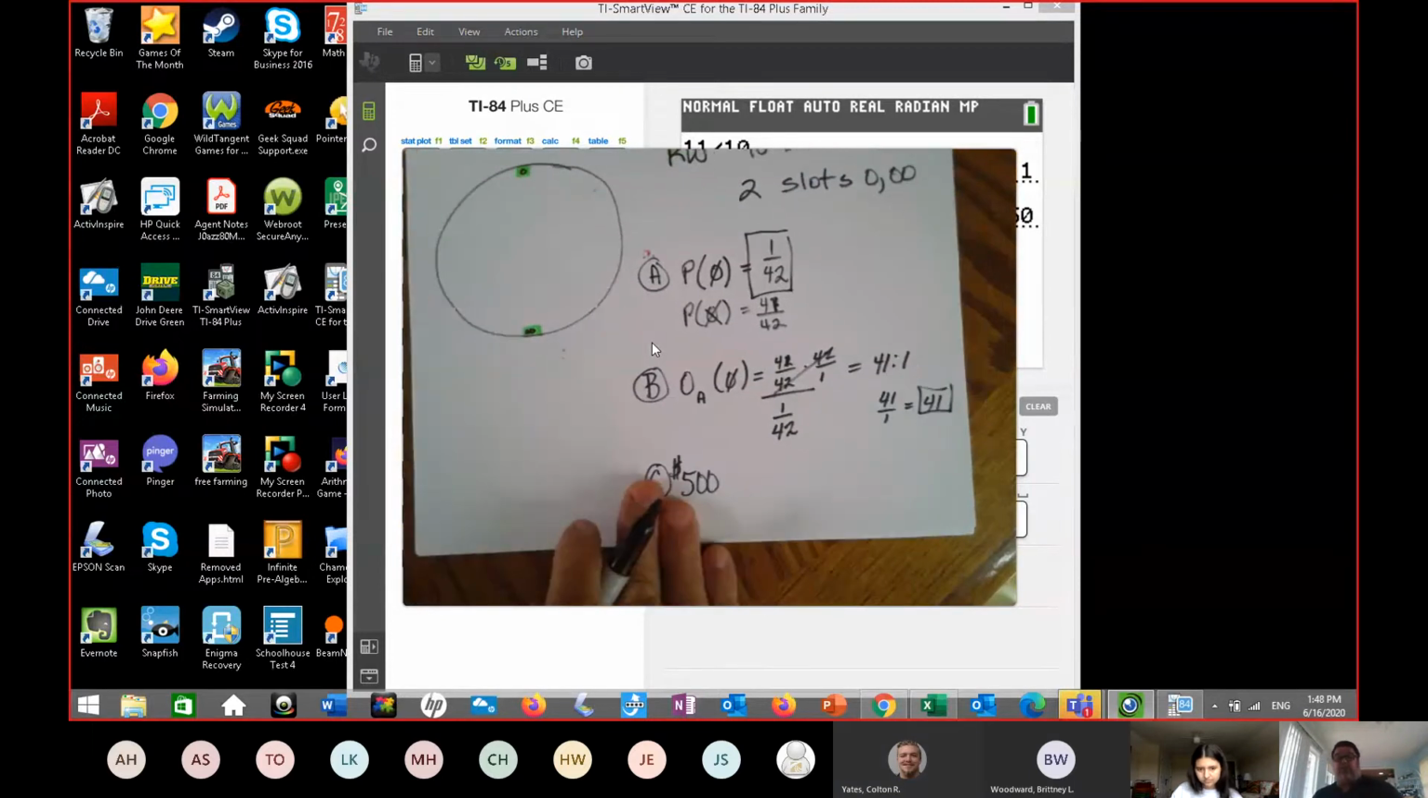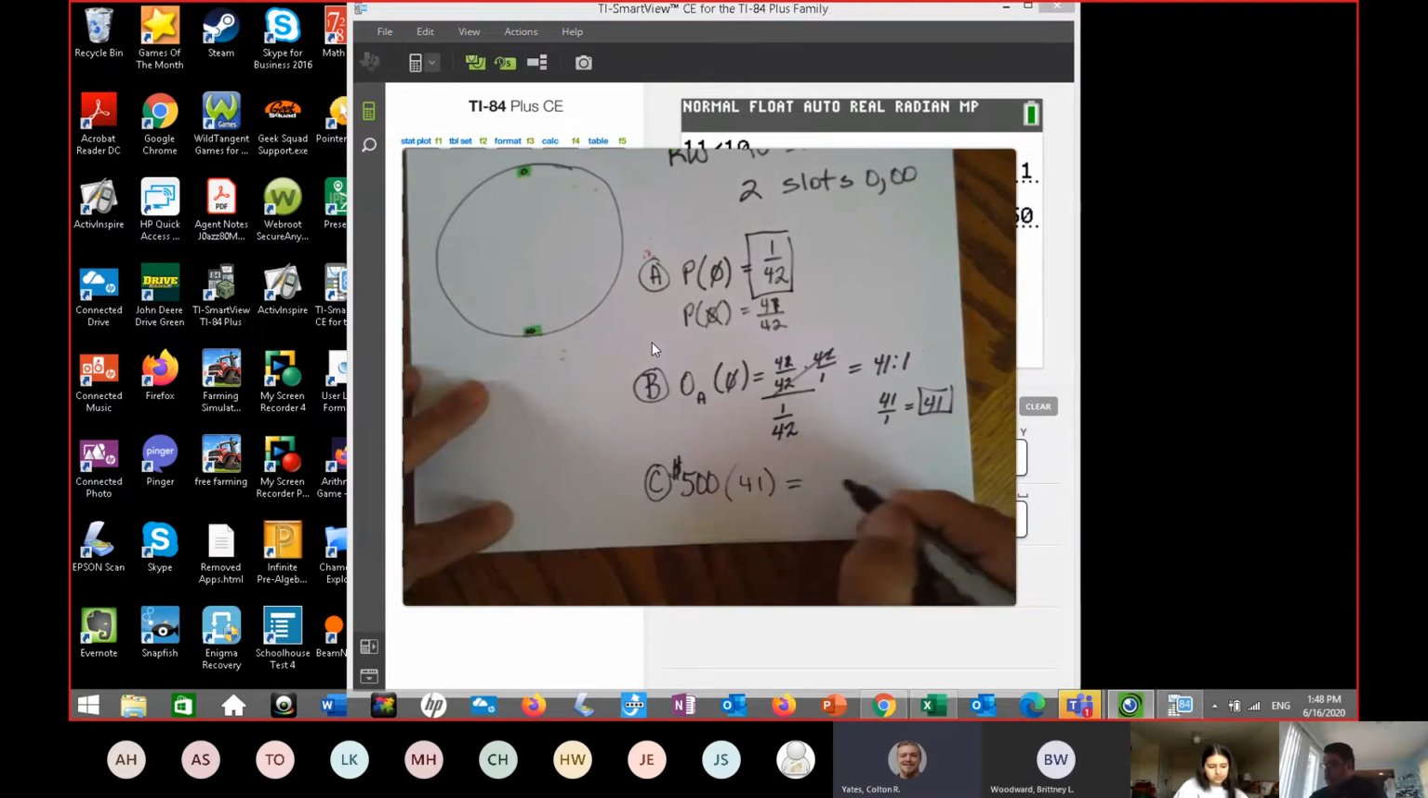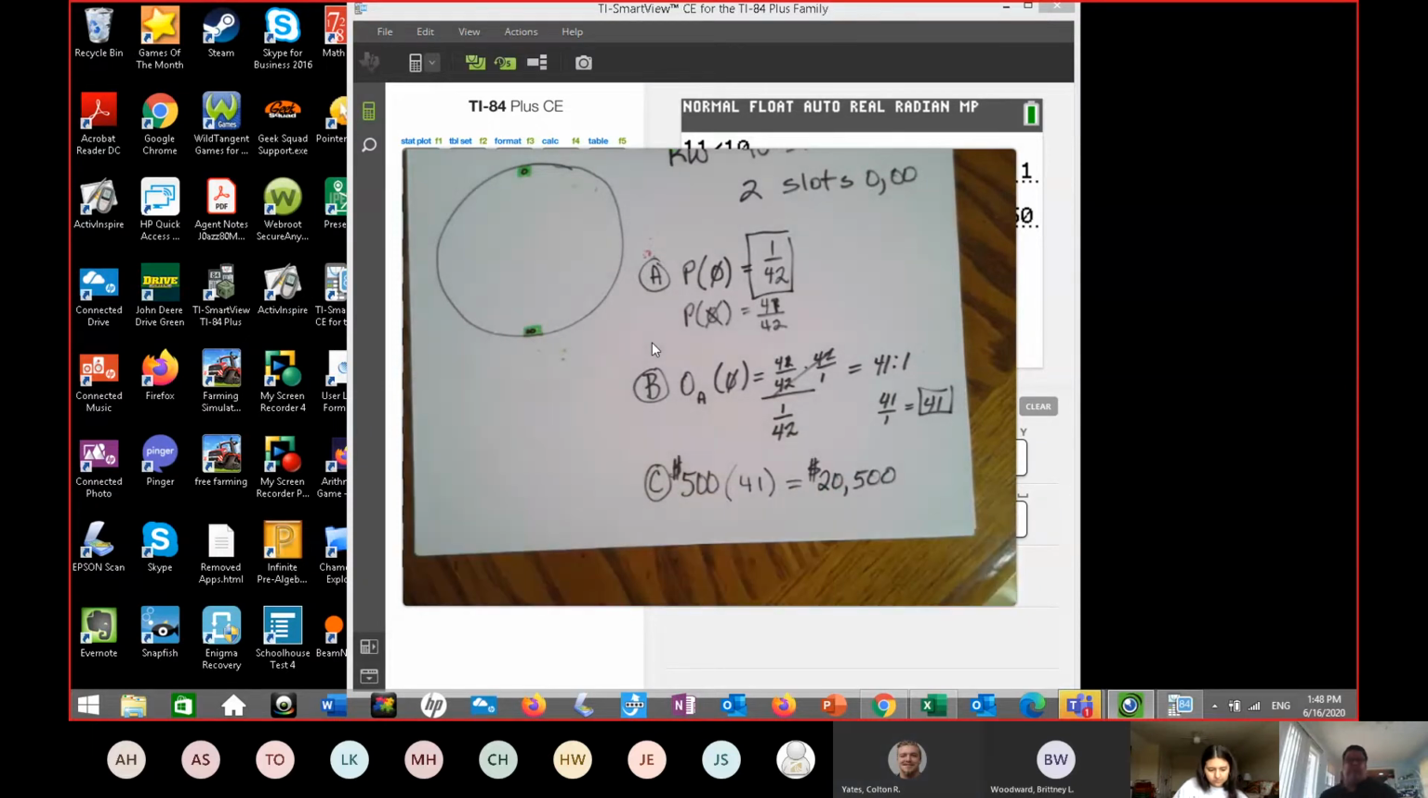The odds against will be 41 to 1. Multiply by 41. Somebody multiply 500 times 41 for me. I got 20,500. Now that's a payday. That's why you have professional gamblers.